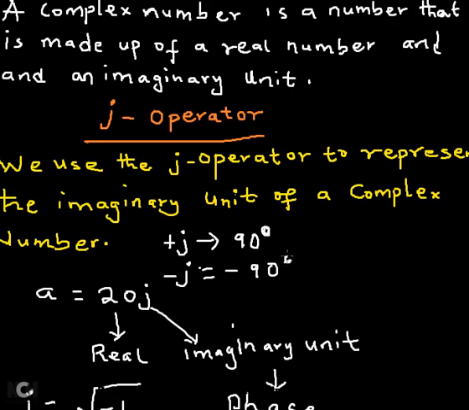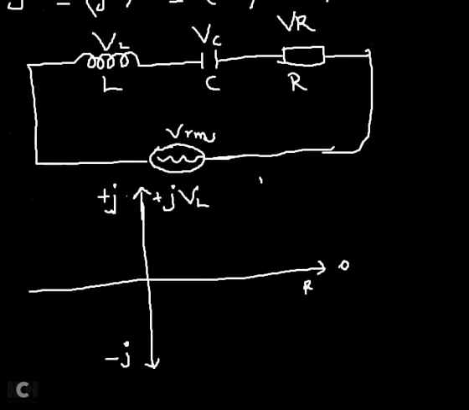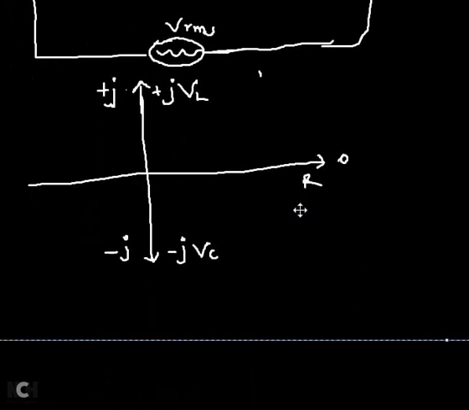Okay, so coming back to our vector diagram. The voltage of the inductor is positive J, that's plus J VL. Then, of course, the voltage of the capacitor is negative J, that's going to be minus J VC. Then the resistor doesn't have any J, it's actually 0 J, horizontal. Okay, so what does that actually imply?